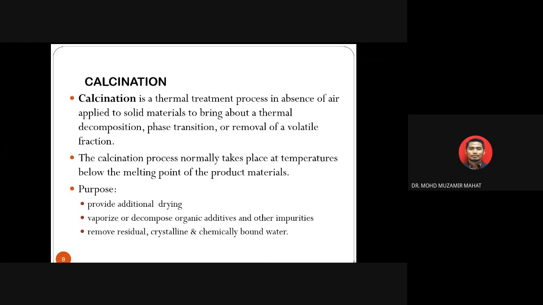And then calcination is a thermal treatment process, in the absence of air, applied to solid materials to bring about thermal decomposition, phase transition, or removal of a volatile fraction. The calcination process normally takes place at high temperature. It depends on what we want, but it should be below the melting point of the materials under investigation. The purpose of calcination, number one, is to provide additional drying, vaporize or decompose organic additives and other impurities, and remove residual crystalline and chemically bound water.